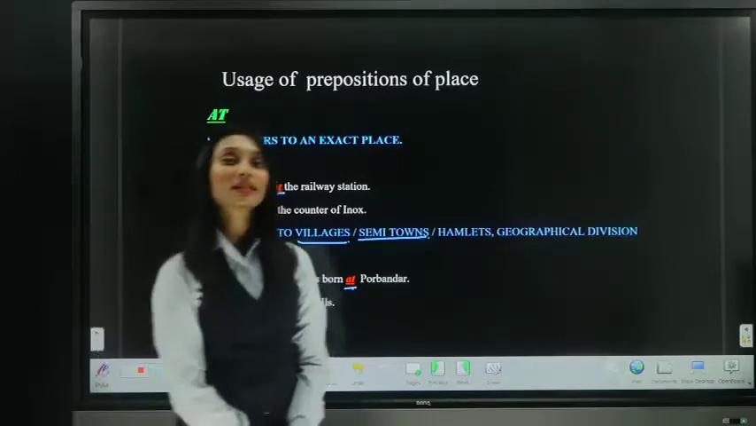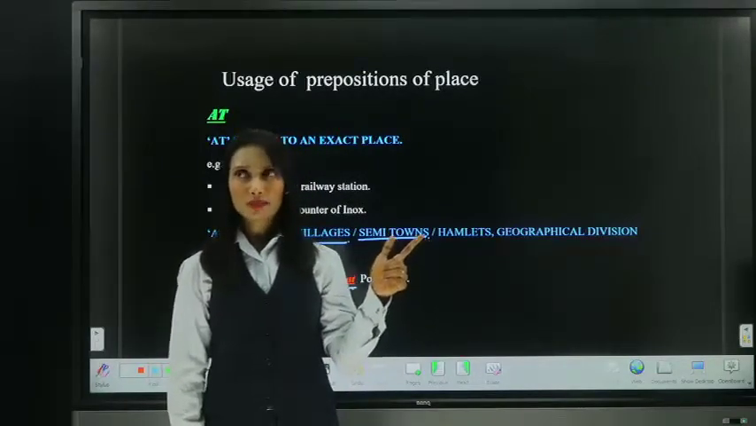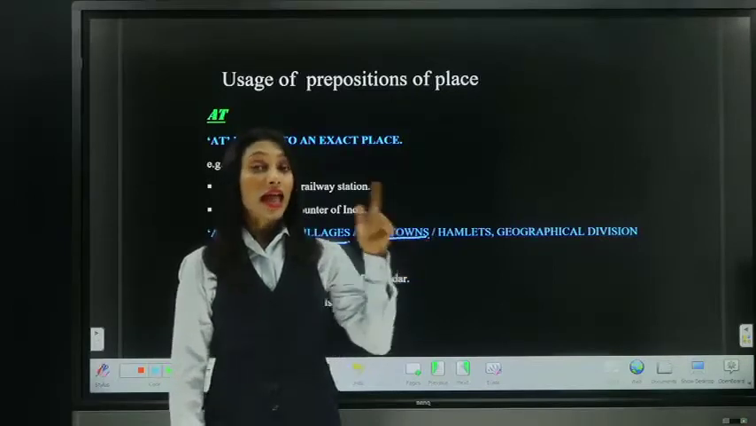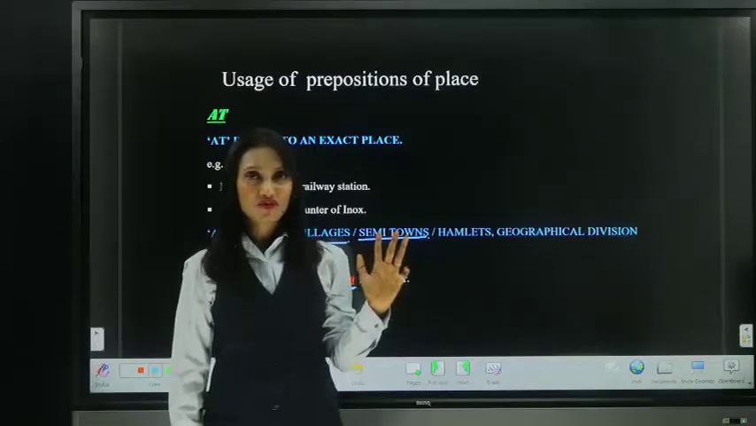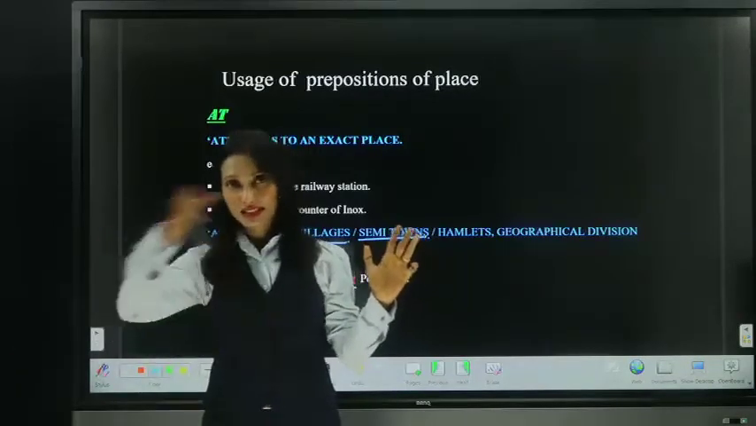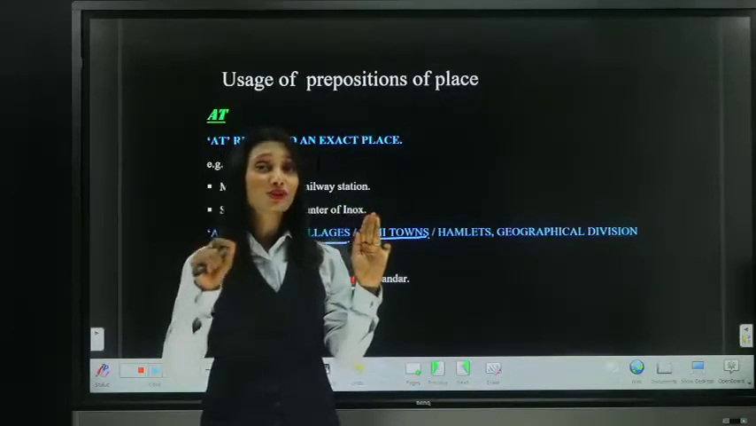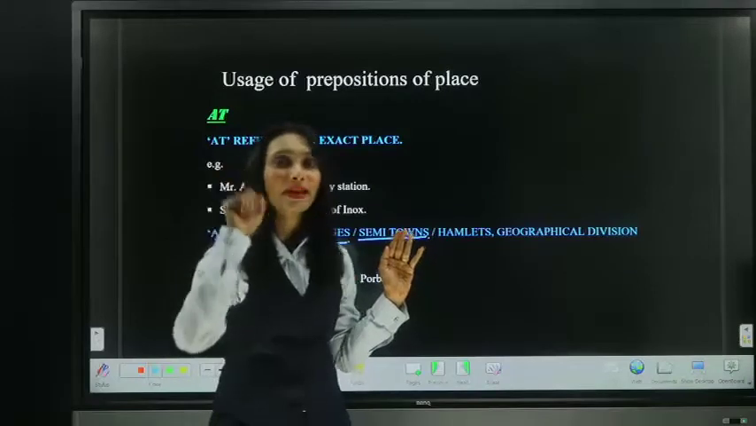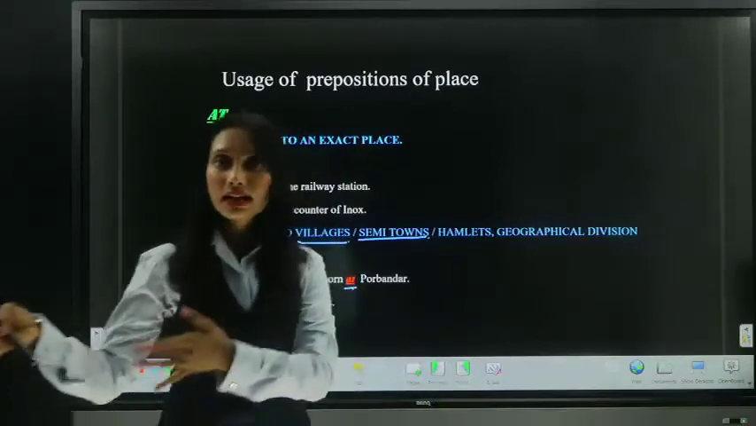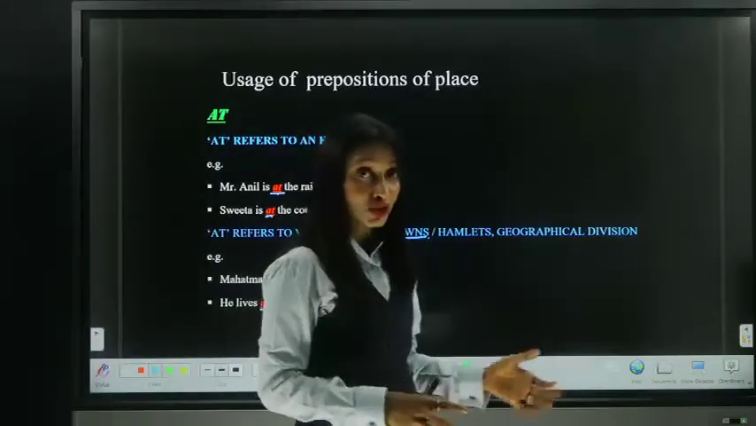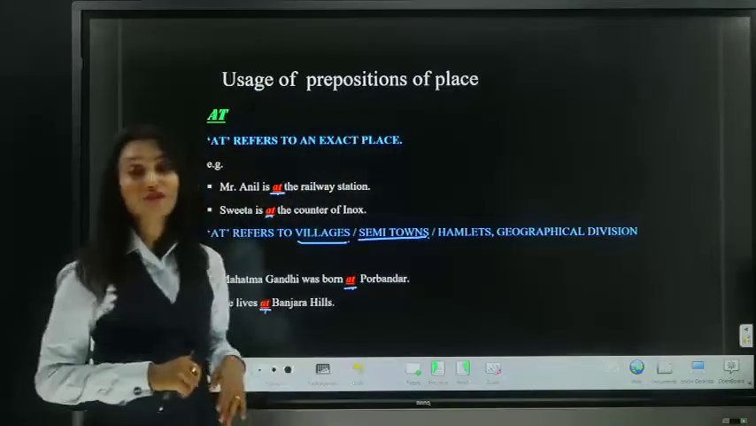I repeat, at is used before villages, semi-towns, not completely village, not completely town, hamlets, small remote villages, and geographical divisions within a city, the part of a city. So these four, and it is also used to indicate an exact place. Where exactly? At the board, at the counter, at the railway station. So these are the uses of the preposition at for place.